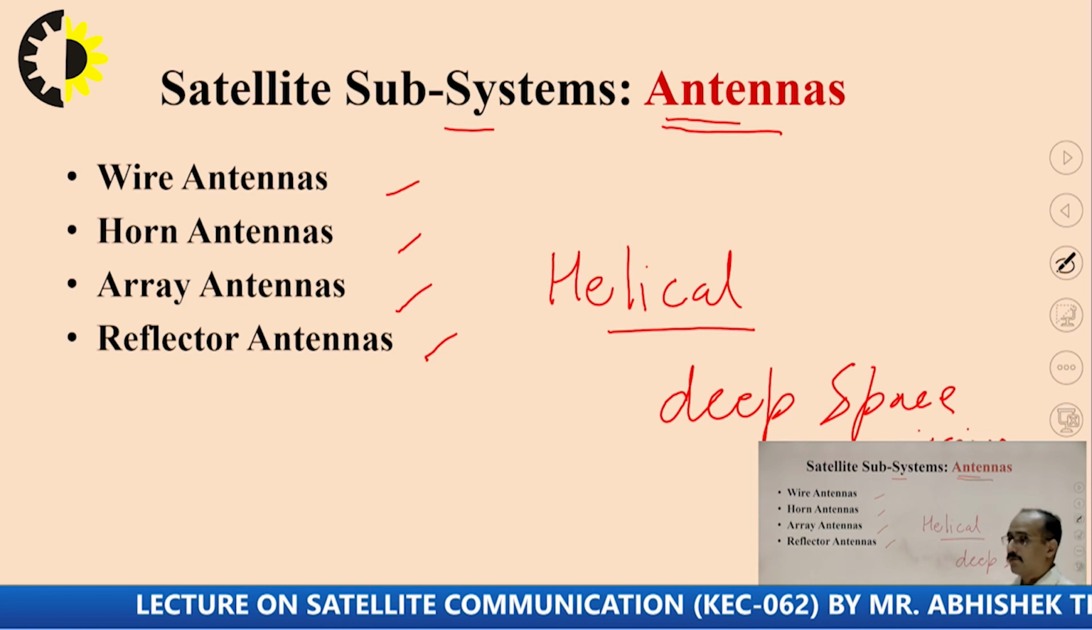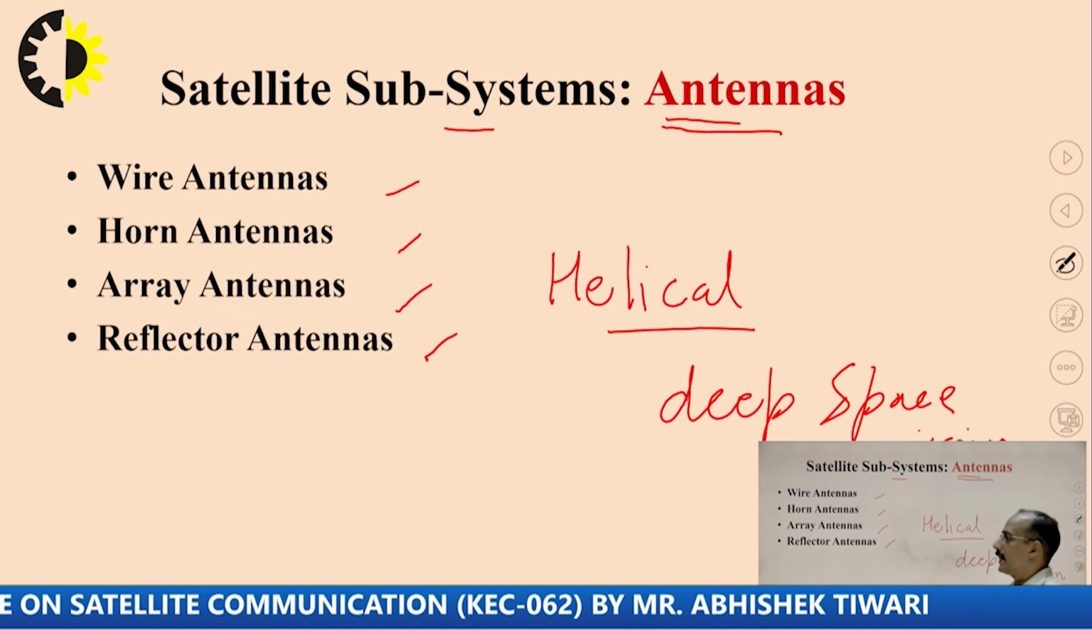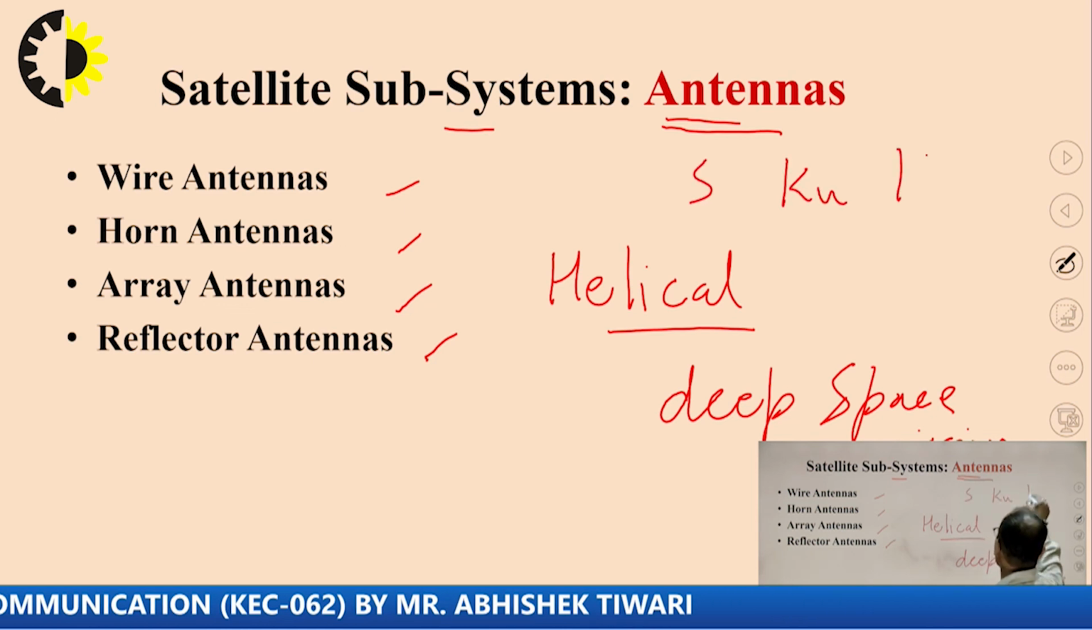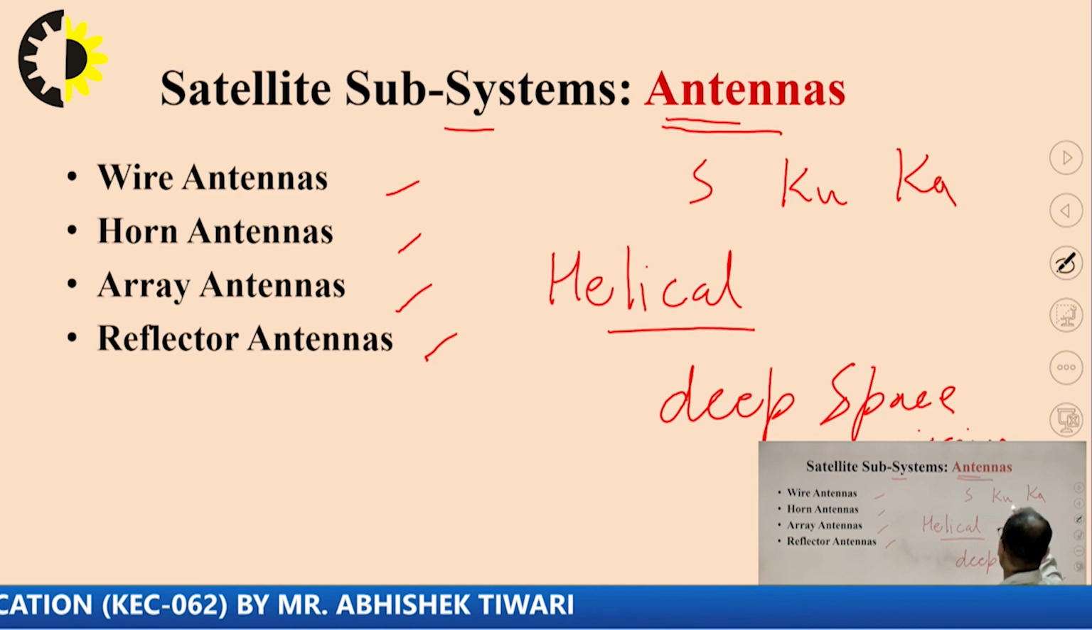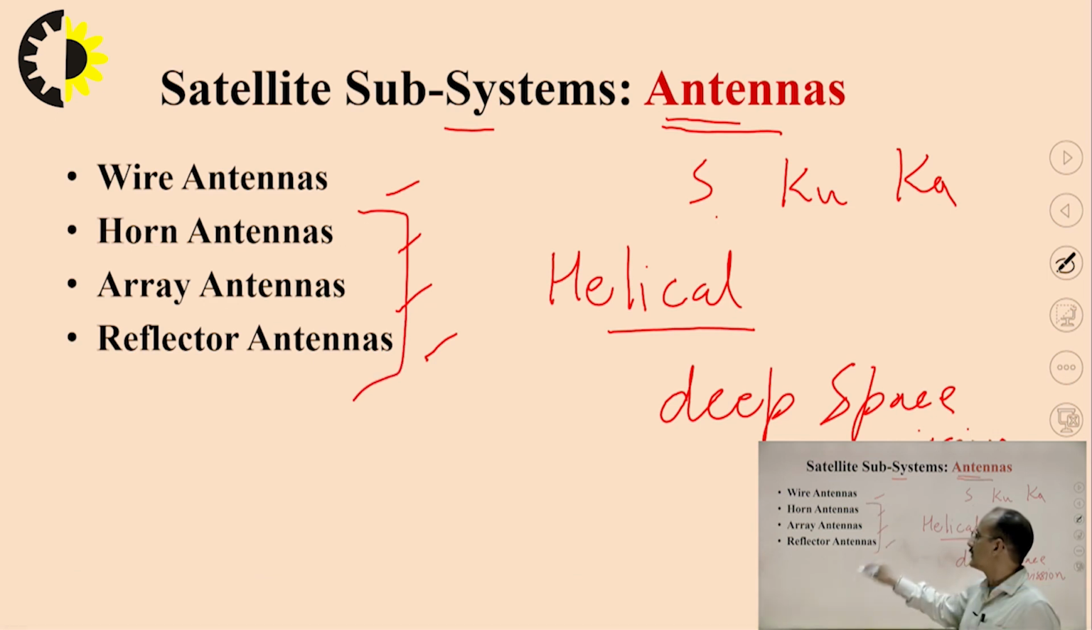But for the other ranges, as you know, in the satellite basically all operations work in these 3 bands: S, Ku and Ka band. For the S band you can use wire antennas or some such kind, but for Ku and Ka you basically use microwave antennas. The horn antenna, antenna array and reflector antenna are related to microwave antennas.